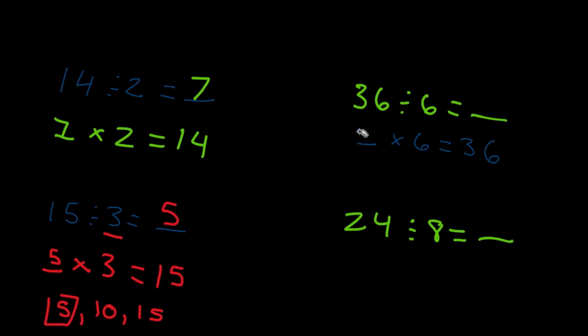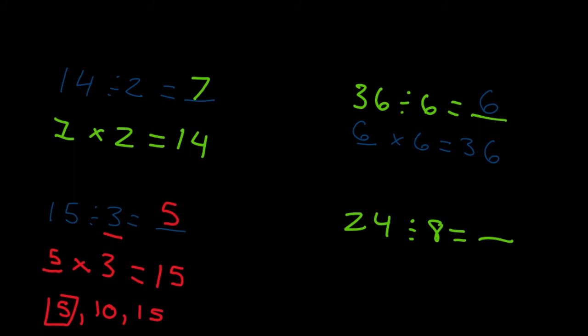Let me put this 6. So then 6 times 6 equals 36. So the blank number here would be 6. That means our blank number here would also be 6. Your answer.